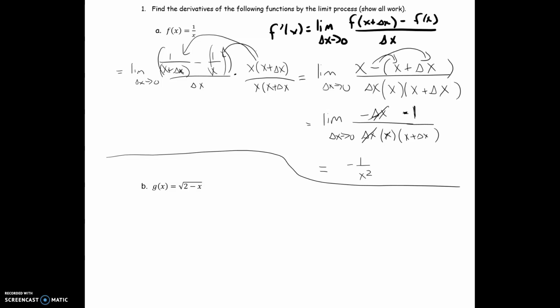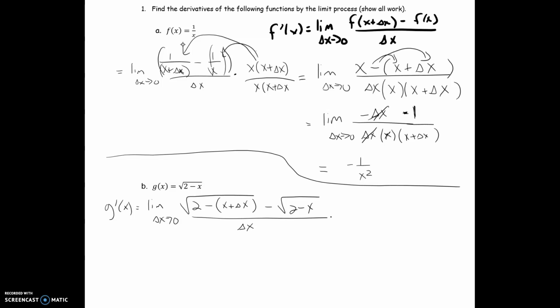Okay, let's try one more. This is a radical function: g of x is the square root of 2 minus x. So g prime of x, by the definition of derivative, is the limit as delta x goes to 0 of the square root of g of x plus delta x. So in other words, for g, I replace x with x plus delta x, minus g of x, which is the square root of 2 minus x, all over delta x.